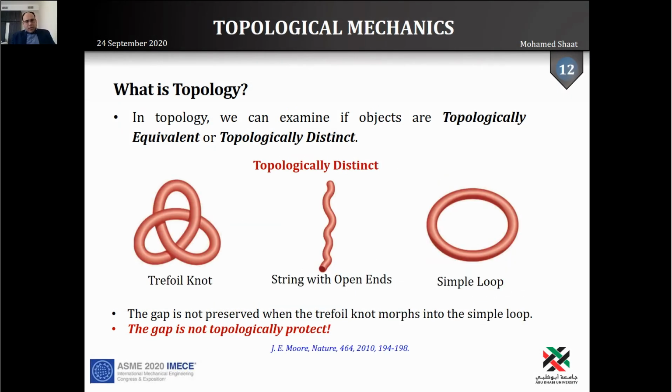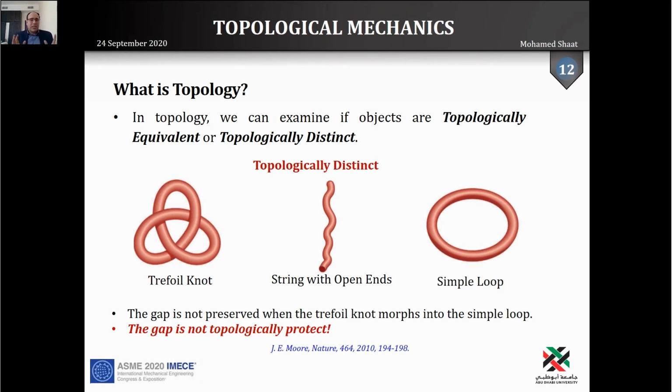However, the trefoil knot and the simple loop are topologically distinct. For example, if we try to morph the knot to the simple loop, we have to cut the wire. Cutting the wire means that we are vanishing the gap. There is no gap anymore. The gap is cancelled. It means that the gap, which is a topological property of these two objects, is not topologically protected anymore. It is not preserved as we try to morph one to the other. So this indicates that they are topologically distinct.